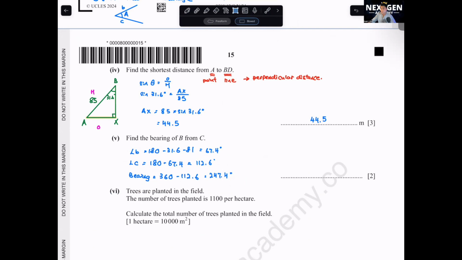The next one. Question 6. Trees are planted in the field. The number of trees planted is 1,100 per hectare. Calculate the total number of trees planted in the field. 1 hectare is equal to 10,000 meters square. We first have to find what is the area of this entire field.